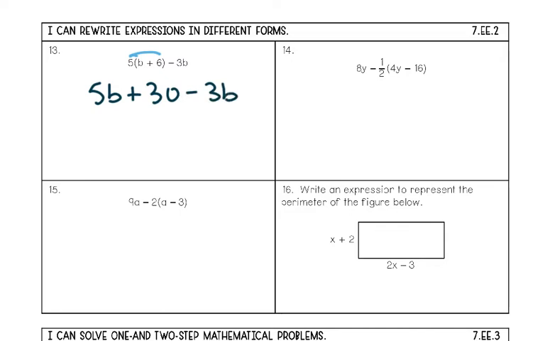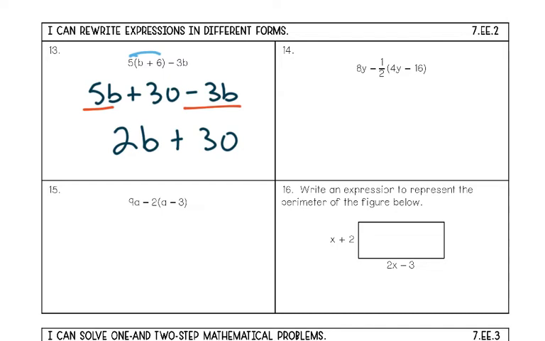Now I'm going to look and see if I can simplify this by combining any like terms. I see 5b and a minus 3b. 5 minus 3 is 2, and that's how many b's I have, plus that number 30. This is as simple as I can go because they are not like terms.